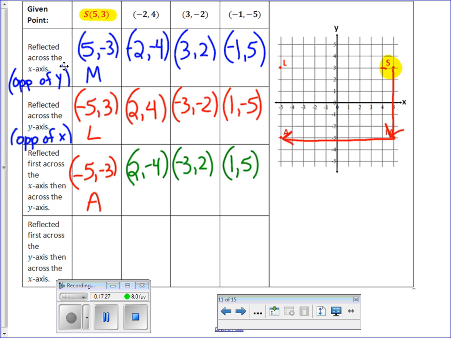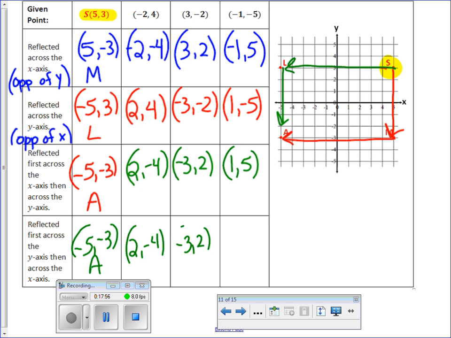But that's when we reflected over the x and then the y. Suppose we reflected over the y first and then the x. Does it bring us to the same spot? Yes. So two reflections, two opposites, and it doesn't matter which way you reflect first. So this is still negative 5, negative 3. That's still 2, negative 4. That's still negative 3, 2. And that's still 1, 5.